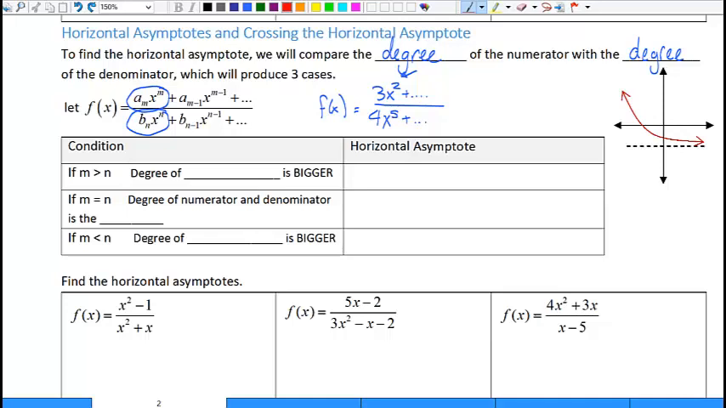What I want you to do is compare the degree of the top with the degree of the bottom. If the degree of the top, the numerator, is bigger, in this case m is bigger than n, so the degree m in the top is bigger than the degree in the bottom. So let's say the degree of the numerator is bigger. In that case, you will have no horizontal asymptote at all.